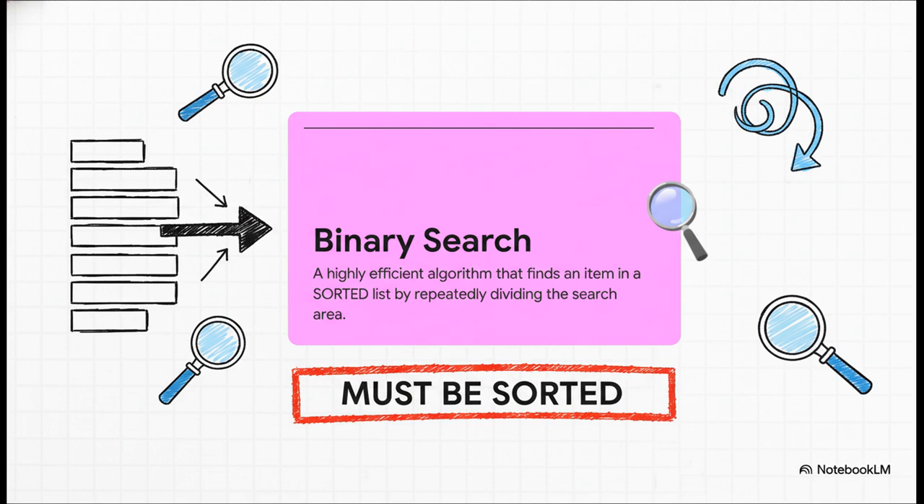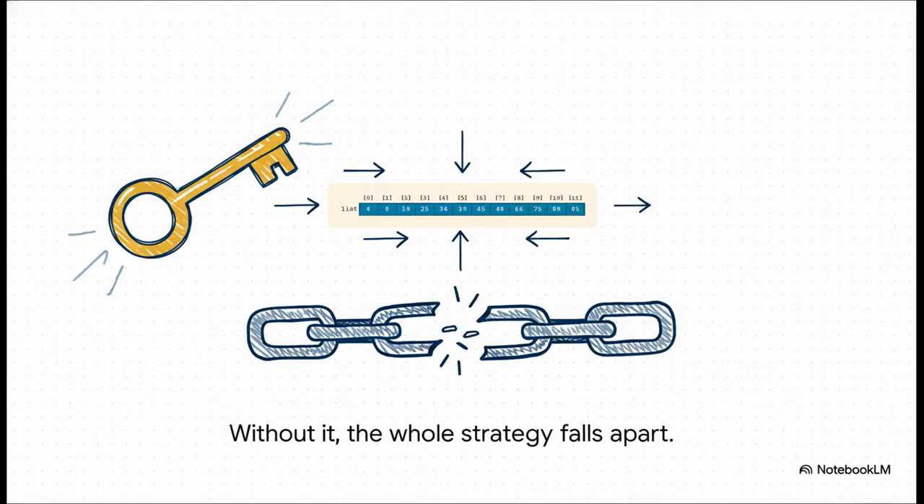But there is a catch, and trust me, it is a big one. For this to work, the list absolutely, positively must be sorted beforehand. And this right here is the golden rule, non-negotiable. The list has to be in order, like these numbers you see here, sorted from smallest to largest. This organization is the secret ingredient that unlocks the power of the binary search. Without it, the whole strategy just falls apart.